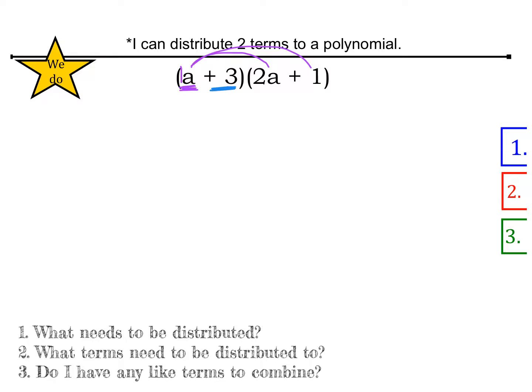So I'm going to multiply a times 2a, and I get 2a squared, because 1 times 2 is 2, and a times a is a squared. And then I'm going to do 1a times 1, which is just 1a.